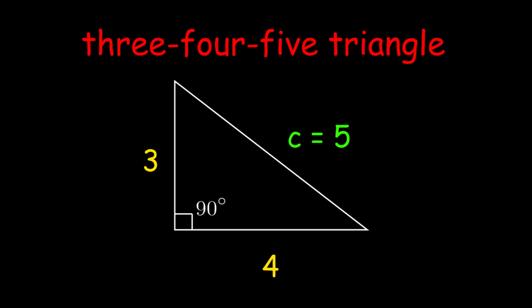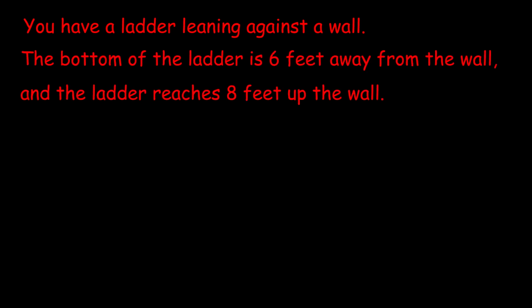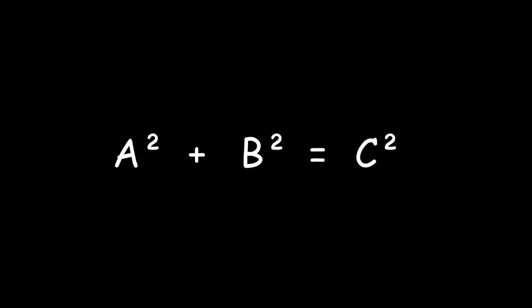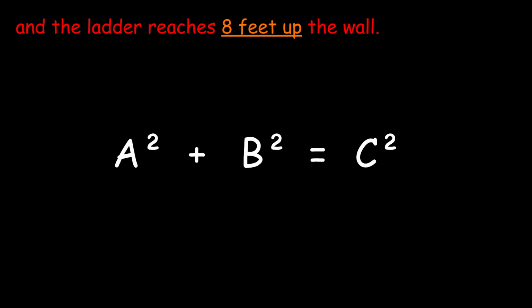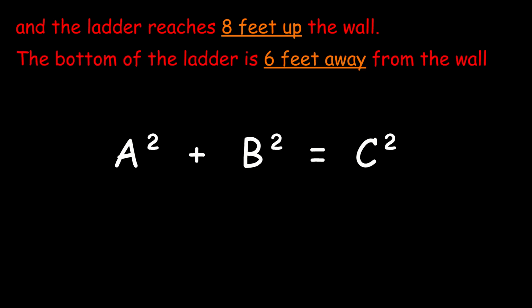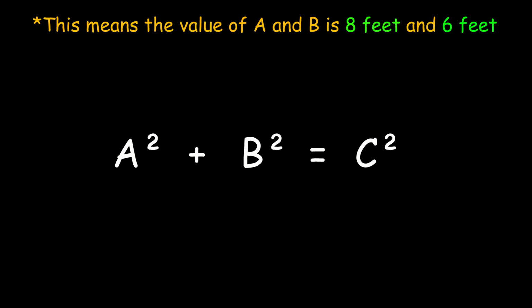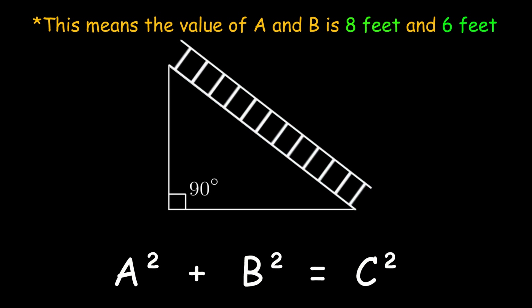Now let me give you a question that you would actually get on a test. You have a ladder leaning against a wall. The bottom of the ladder is 6 feet away from the wall, and the ladder reaches 8 feet up the wall. How long is the ladder? So whenever you get a question like this, you want to write out the formula, like this. Now, plug in what you know. You know that the wall is 8 feet tall and the ladder is 6 feet from the wall. To make it easier, you can draw a diagram, like this.